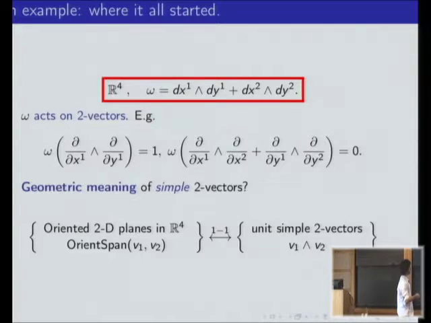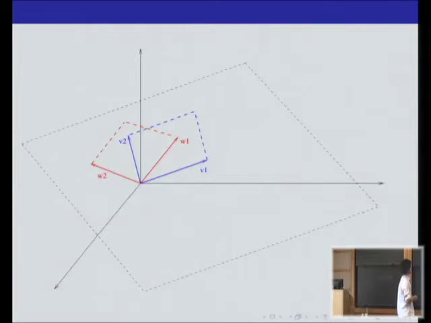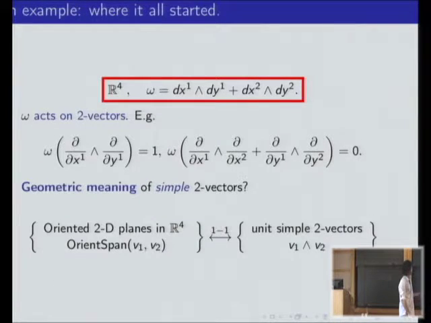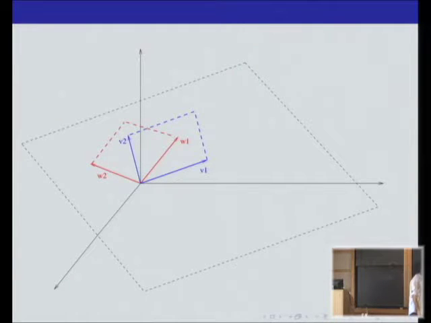So you can speak equivalently of the action of omega on unit simple two-vectors, or the action of omega on any oriented two-dimensional plane in R4. So this would be what you are doing. Any two-vector identifies a two-dimensional plane. Of course, the blue vectors or the red vectors are identifying the same plane. But if the area of the two parallelograms is 1, then they're also the same as elements of the exterior algebra. So this correspondence we had here is indeed the bijection. So from now on, I will speak equivalently of either the action of a form on an oriented plane or the action of a form on unit simple k-vectors of the correct dimension.